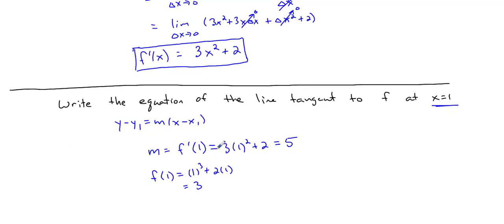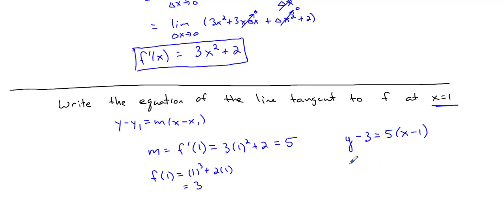Our x is 1. Our slope is 5. So our equation of the tangent line is y minus 3 equals 5 times x minus 1. That would be our point-slope form, and you can leave it like that.